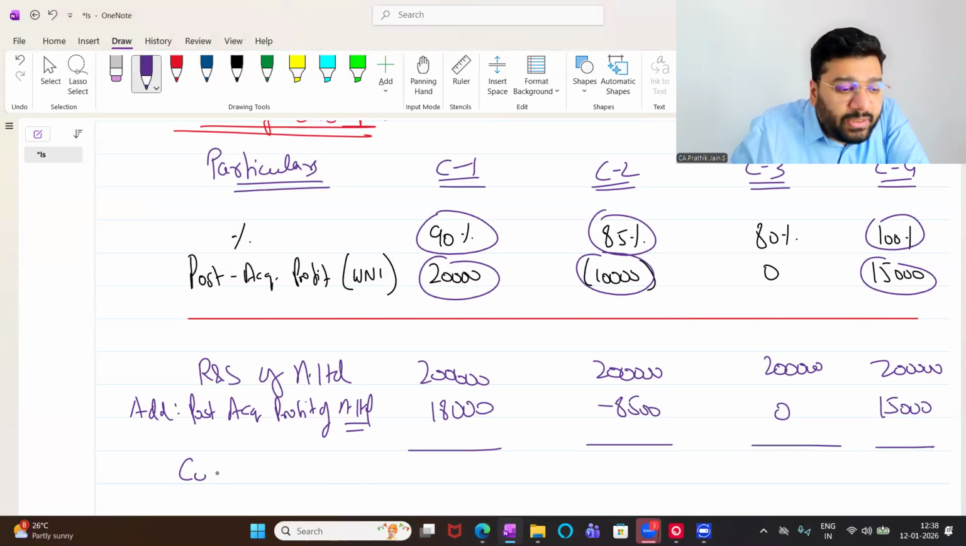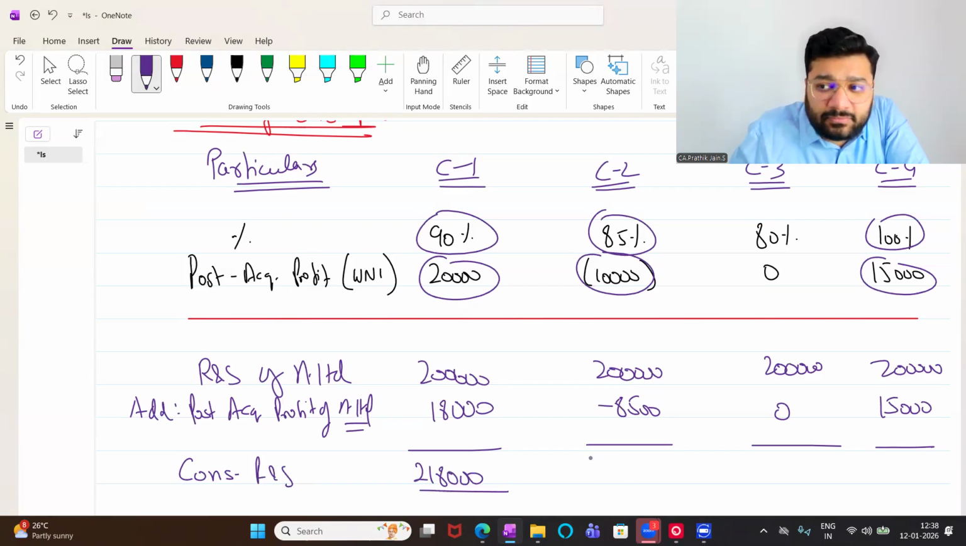So this is consolidated reserve and surplus. How much is it? 2 lakh, 18,000, 1 lakh. How much? 2 lakh minus 8,500. 1 lakh 91, very good. 1 lakh 91,500. Then 2 lakh, 2 lakh 15,000.